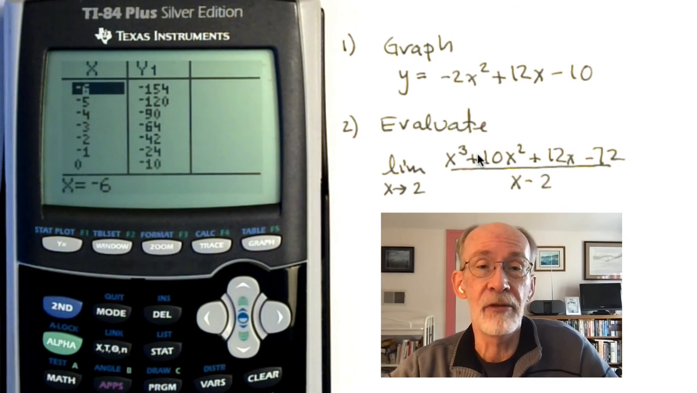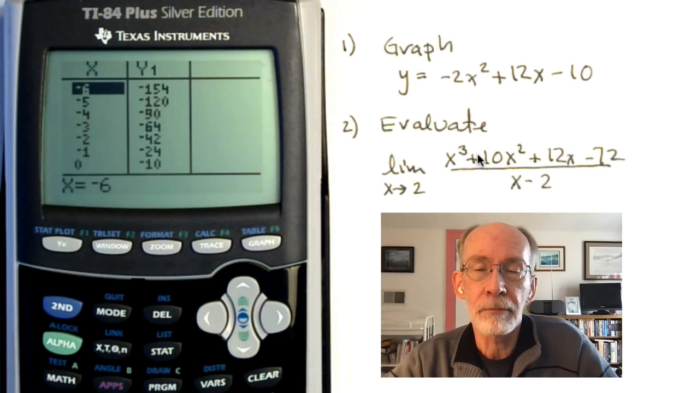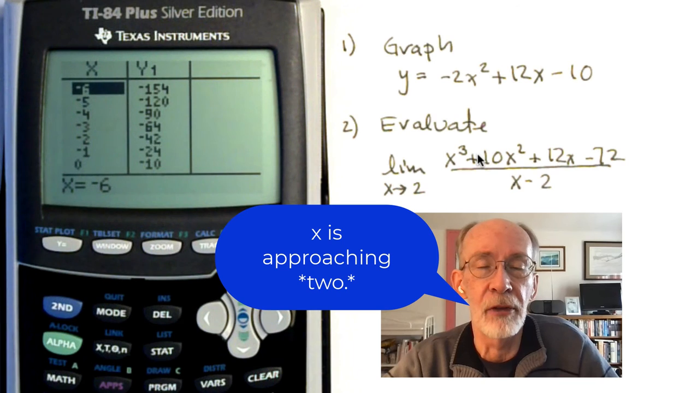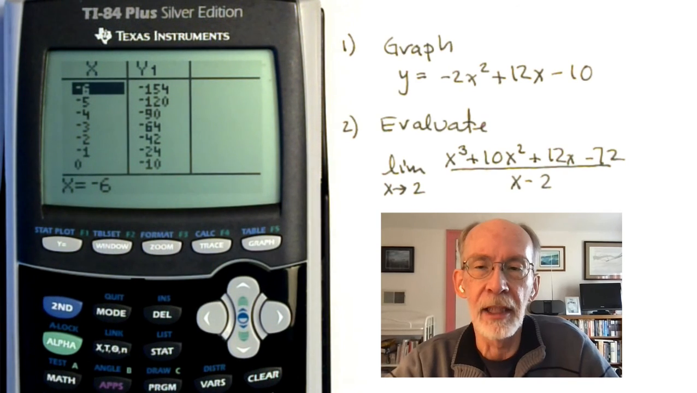Second feature we're going to illustrate by way of looking at the question of evaluating this limit: limit as x approaches 2 of x cubed plus 10x squared plus 12x minus 72 all over x minus 2. It's immediately apparent that there's going to be a division by 0. And if you plug a 2 into the numerator, you find that that yields a 0 as well. Now, some of you may know some ways of approaching this, like factoring and canceling, or like using L'Hopital's rule.